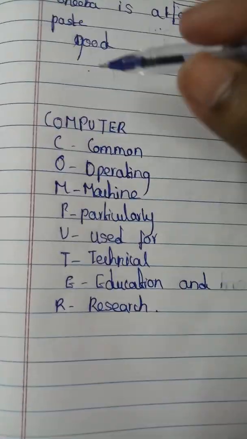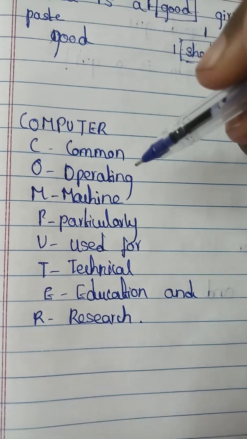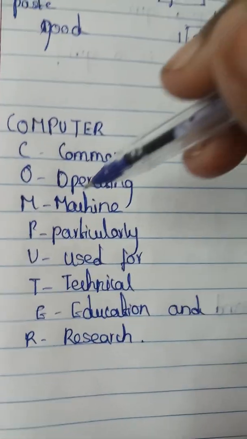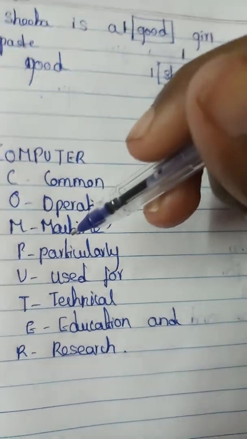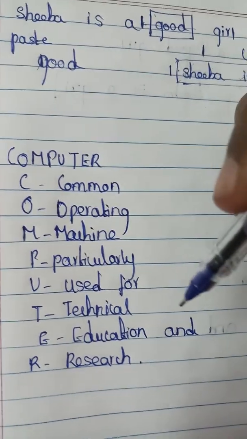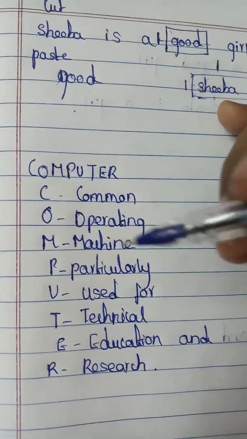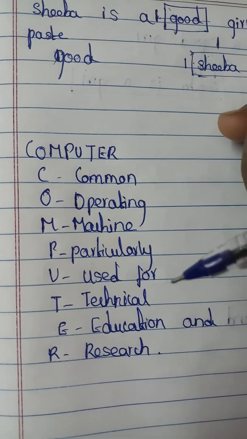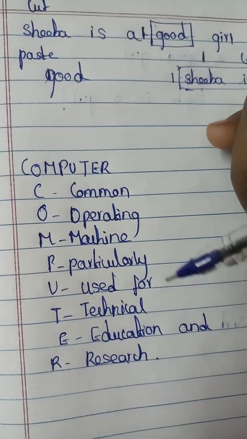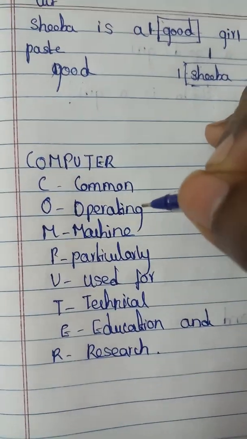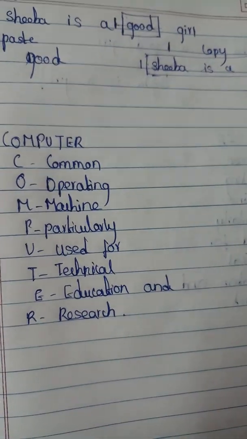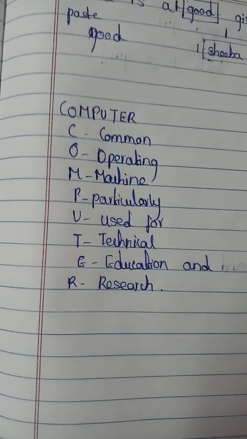C for common, O for operating, M for machine, P for particularly, U for used for, T for technical, E for education, and R for research. Common operating machine, particularly used for technical education and research. This is the abbreviation of computer. It's just a machine or a device, used for technical purposes, education, and research purposes.